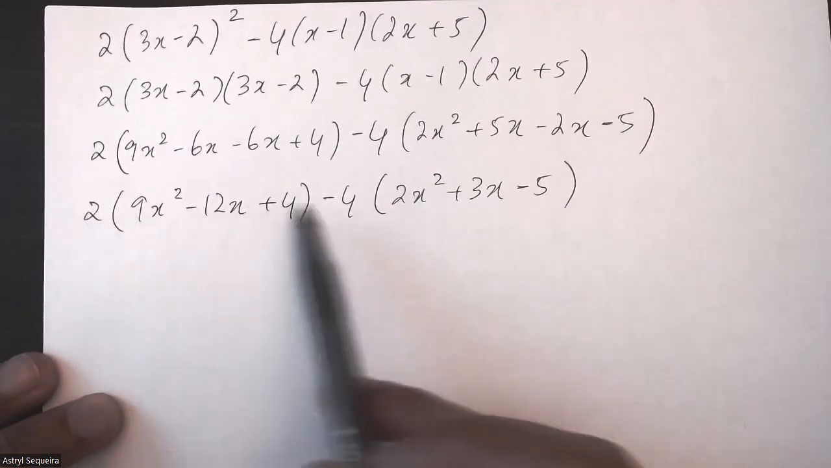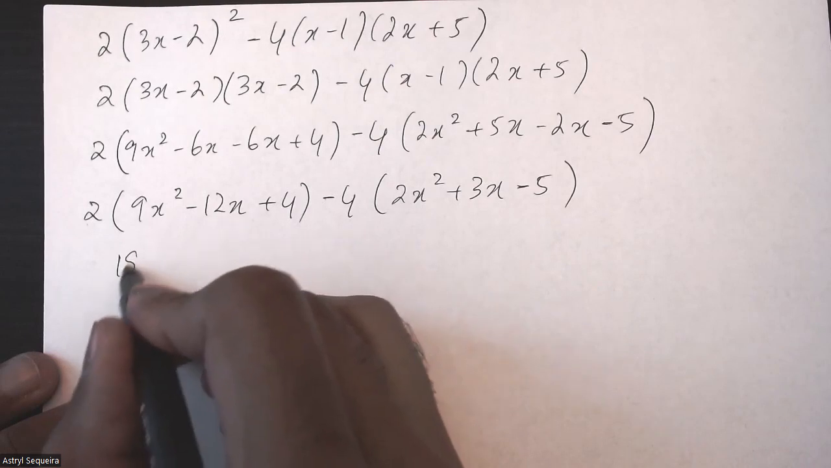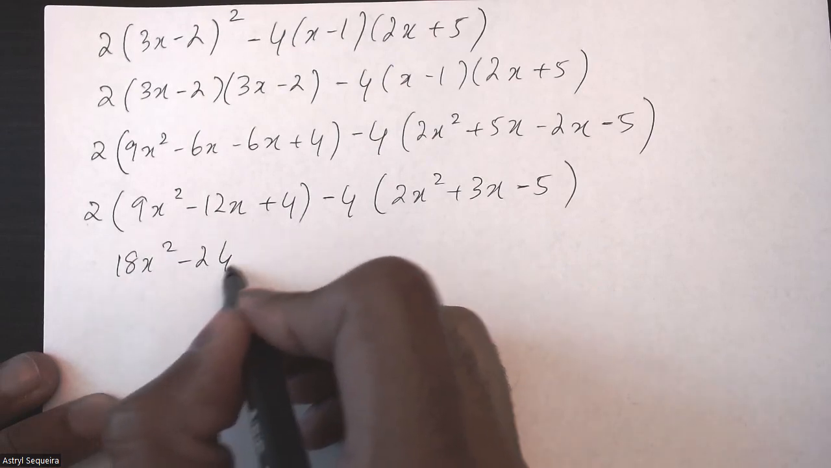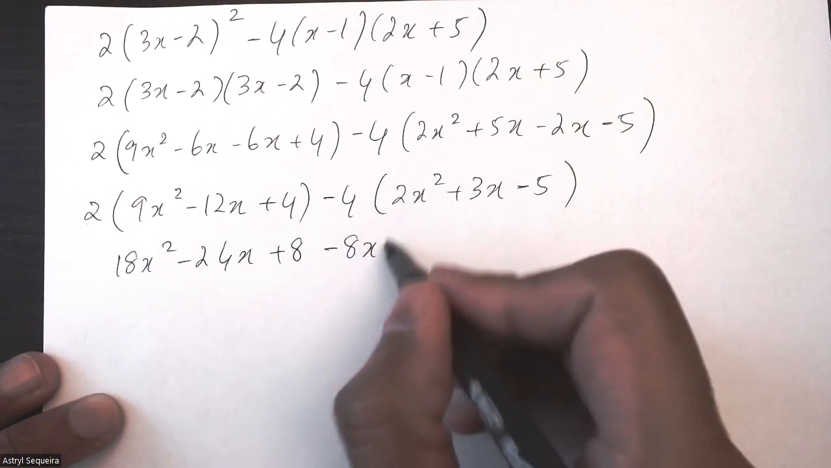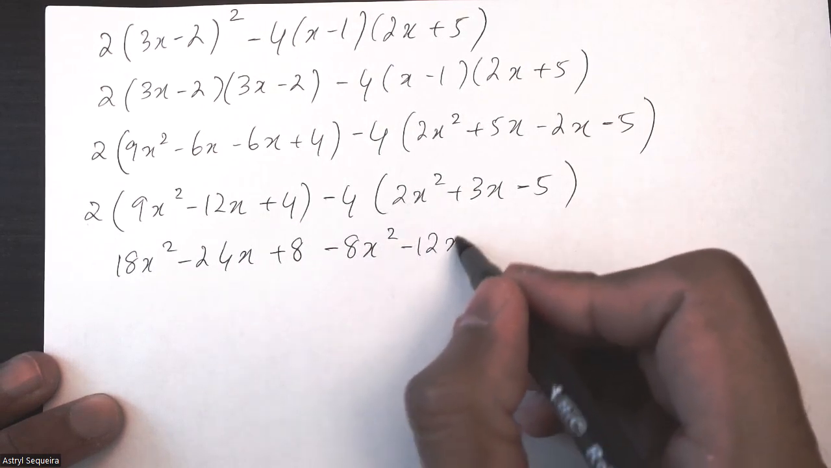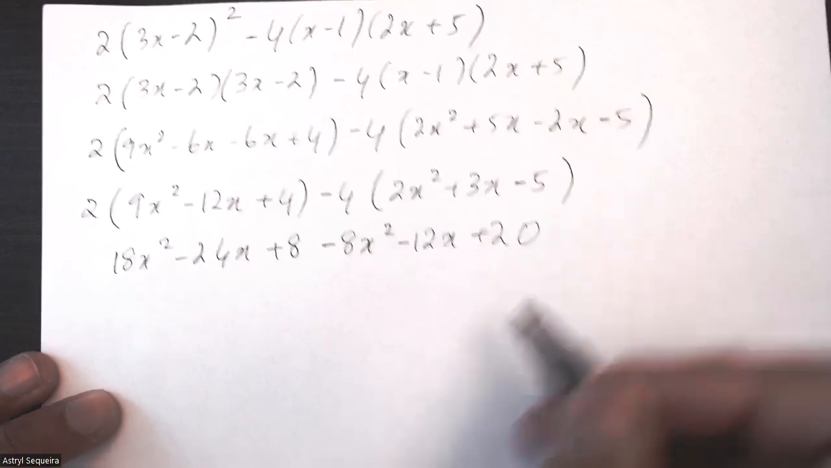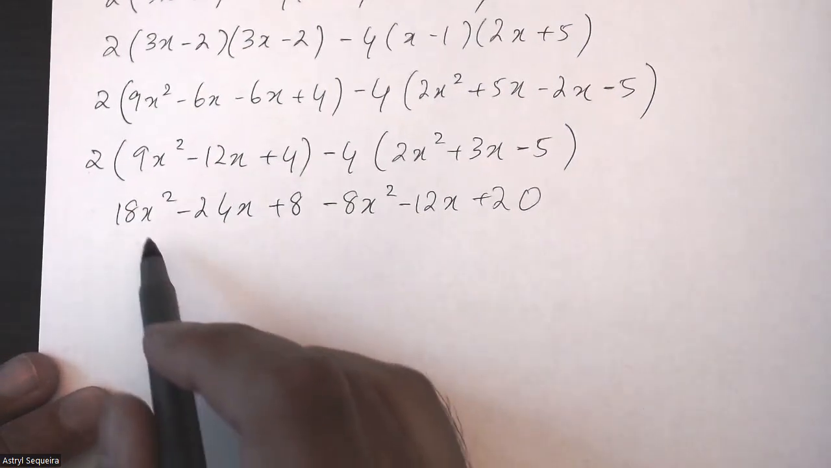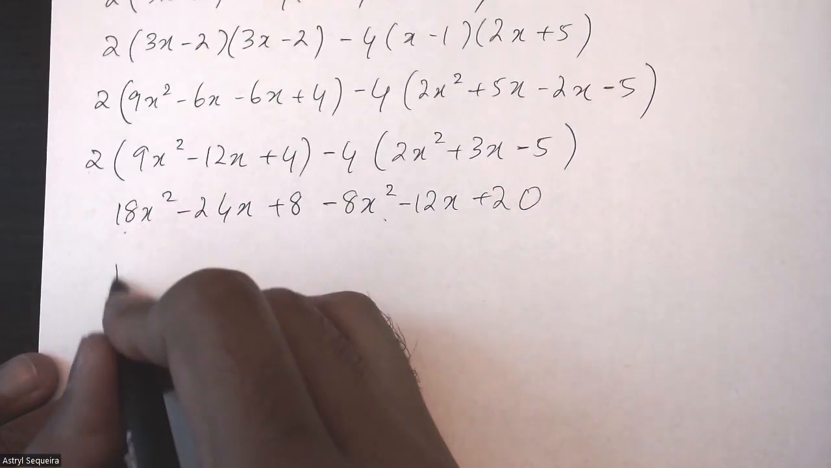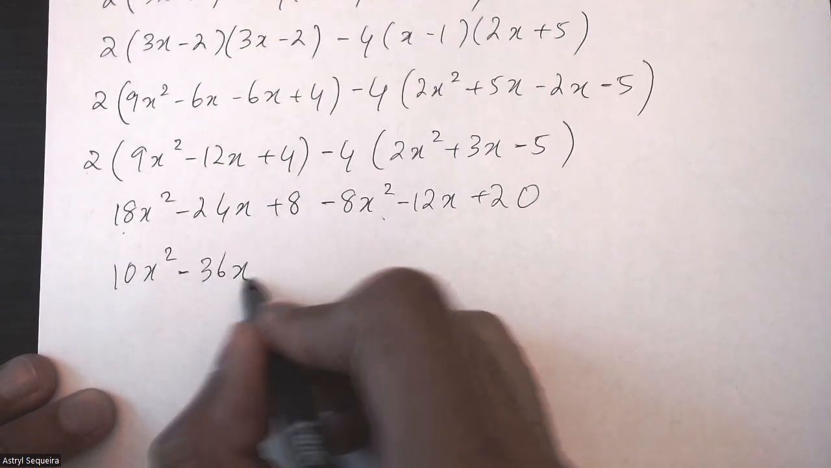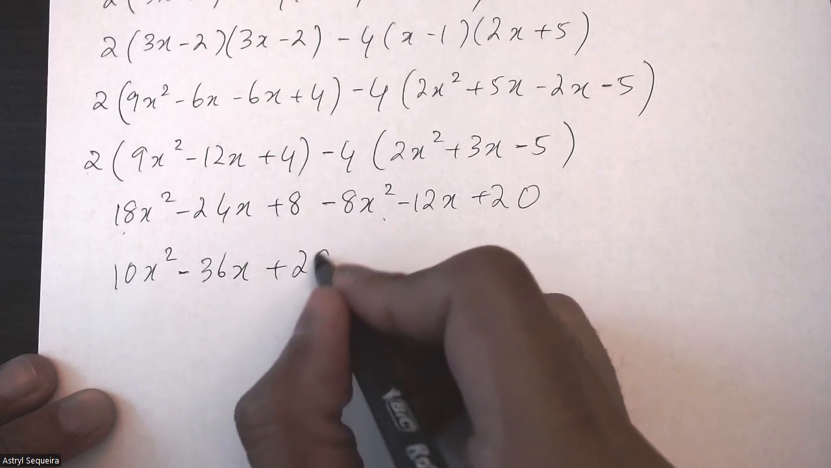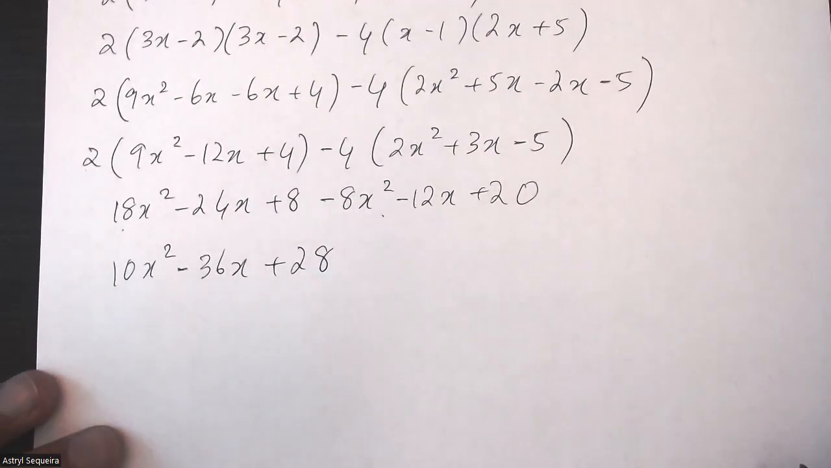I'll distribute my numbers into the brackets. 18x squared minus 24x plus 8. 8x squared minus 12x plus 20. And last step, I will combine like terms. These two give me 10x squared minus 36x plus 28.